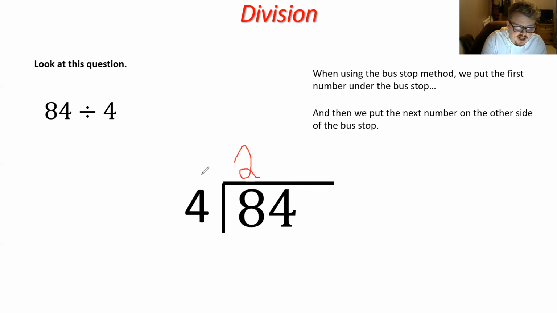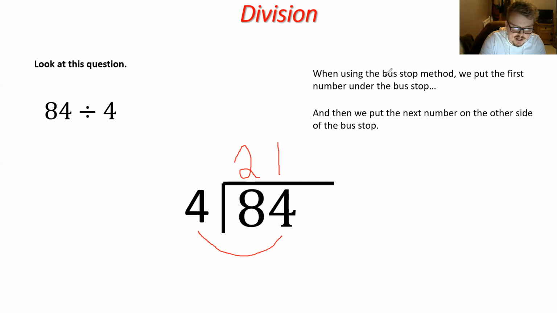Now I'm going to ask myself, how many times does 4 go into the next number, which is 4? How many times does 4 go into 4? That's quite easy, isn't it? It goes in just once. So 4 goes into 4 one time. So I'm going to put that above 4, 1. And that's my answer. My answer is 21.